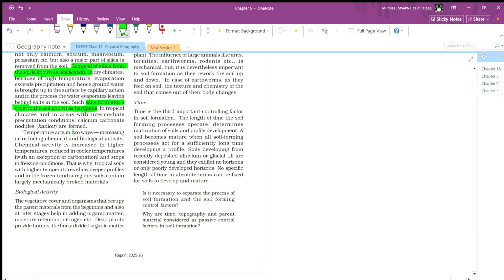Temperature acts in two ways: increasing or reducing chemical and biological activities. So when the temperature decreases, there is a reduction in chemical and biological activities, and if the temperature increases, there is an increase in chemical and biological activities.